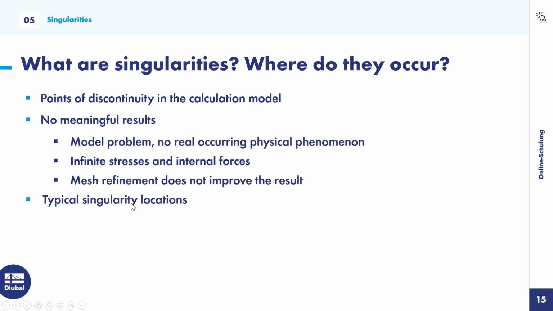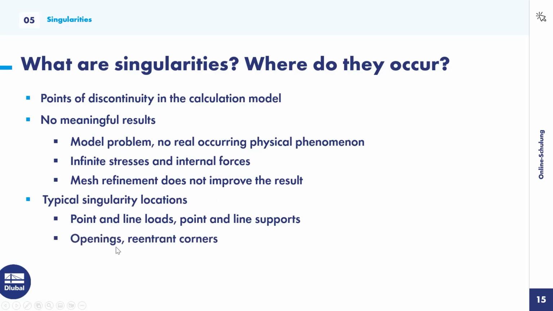And for RFEM, or in general, there are different locations where singularities can occur. These are point and line nodes, also point and line supports, which are from the physical understanding kind of the same, and openings and re-entrant corners, as well as when the stiffness makes jumps. So for example, when the stiffness changes due to a material change or a thickness jump, that's also a situation for singularities.